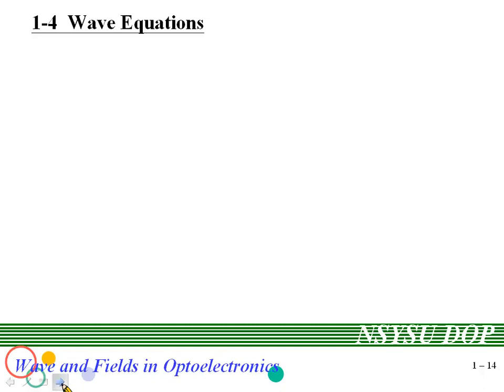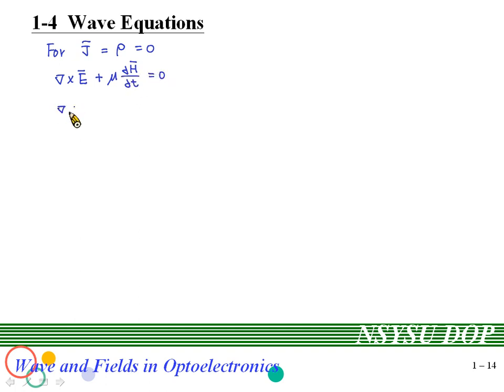In this session, we will derive the wave equation from Maxwell's equations. Again, we consider the source-free situation, for which the current density J and the charge density rho are 0. And the Maxwell equations can be rewritten as curl E plus mu partial H over partial t is 0.